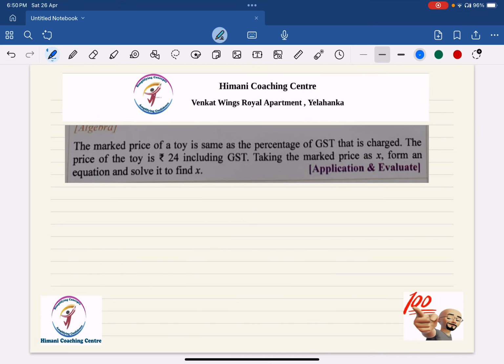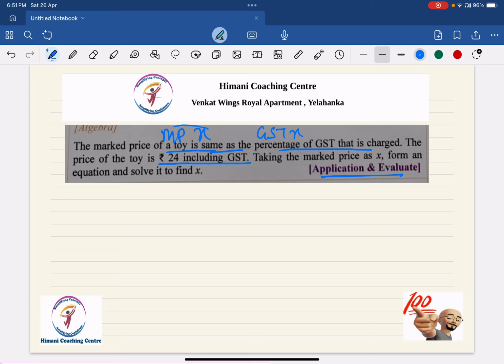Now this question is again application and evaluation based GST. The marked price of a toy is same as the percentage of GST that is charged. So that means what? If marked price is X, even GST is X. Okay. The price of the toy is 24 rupees including GST.